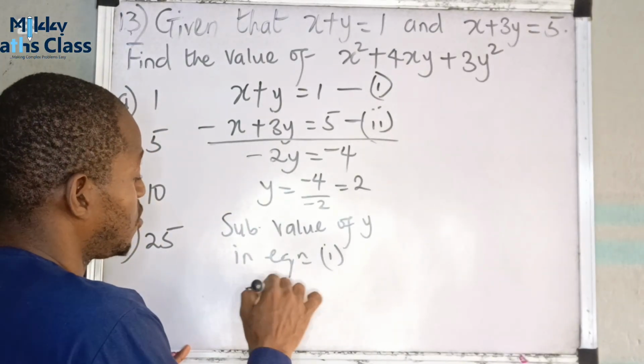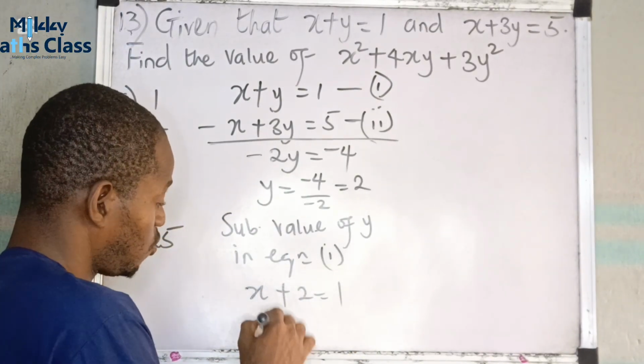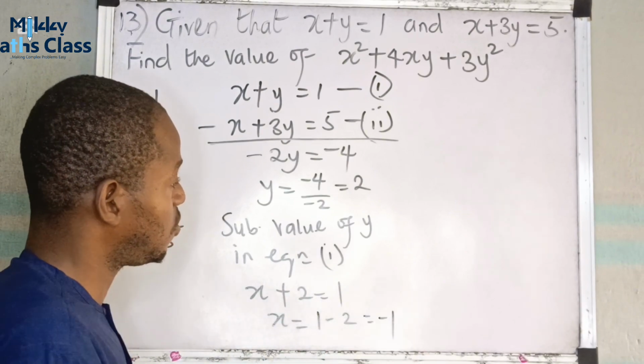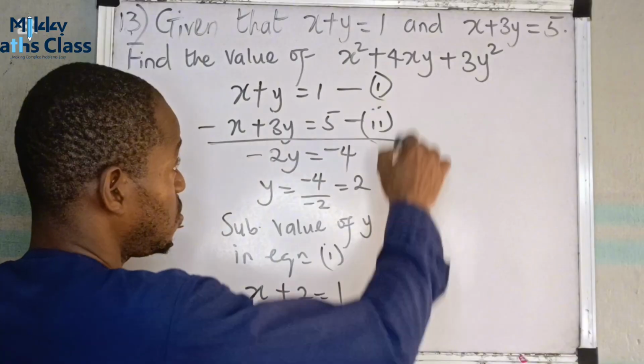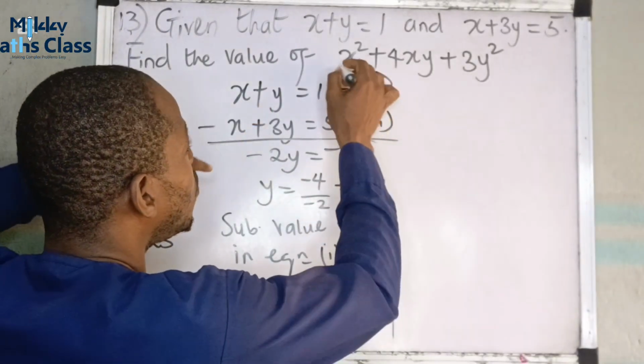So this becomes x plus 2 equals 1. Take this 2 to this side. Subtract 2 from both sides. x will be equal to 1 minus 2, which is equal to negative 1. So our x is negative 1. Our y is 2. So look at what we are asked to find.